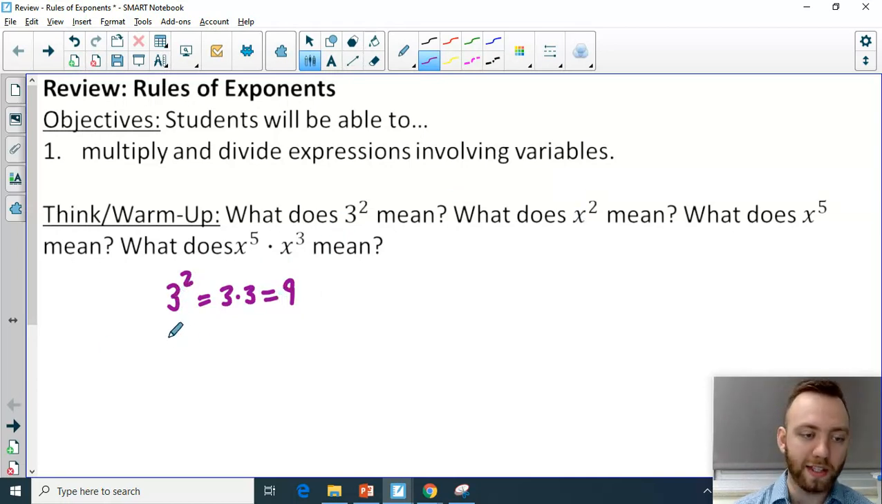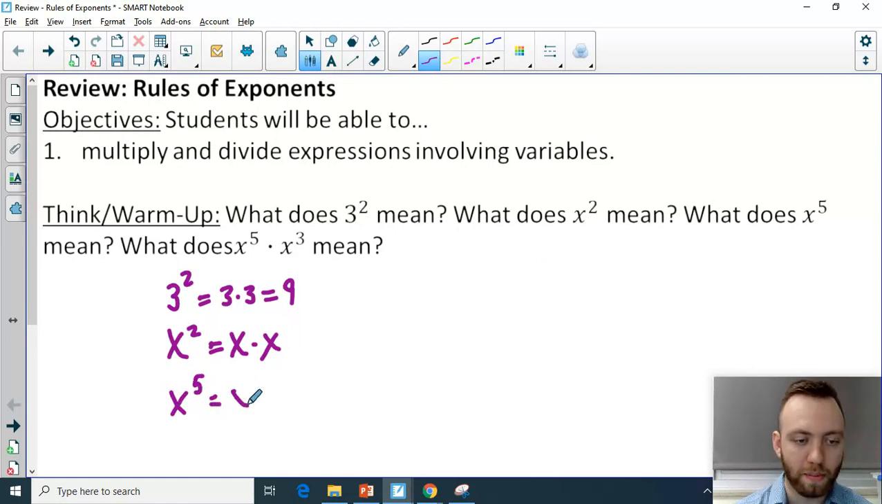And so what does x squared mean? Well, it means the same thing, right? It means x times x. Something times itself. That's what squared means. So x to the 5th, what does x to the 5th mean? Well, that's going to mean x times x times x times x times x, right? To the power just means times itself that many times. So x times itself 5 times.